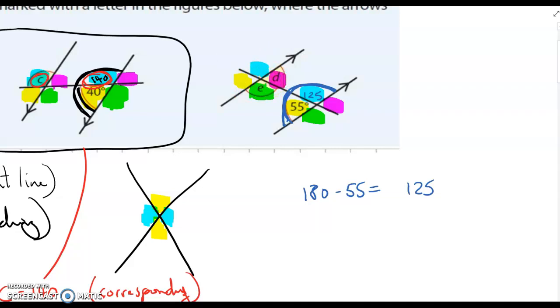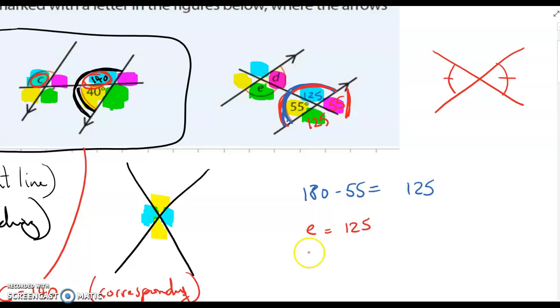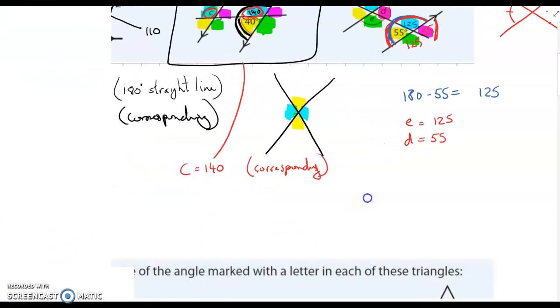Okay, it means that we still don't have the green and purples yet, but we can find them very easily because of what I said a minute ago. If this angle is the same as this angle, well then if that's 55, this is 55. And if this is 125, this is 125. So now I know that E is equal to 125 and that D is equal to 55. Okay.